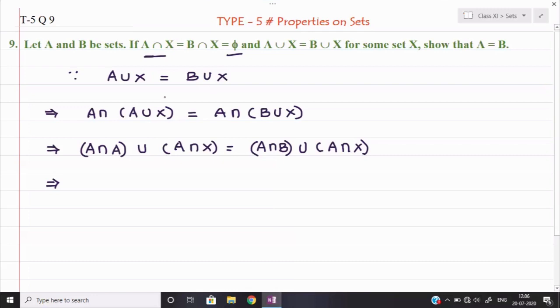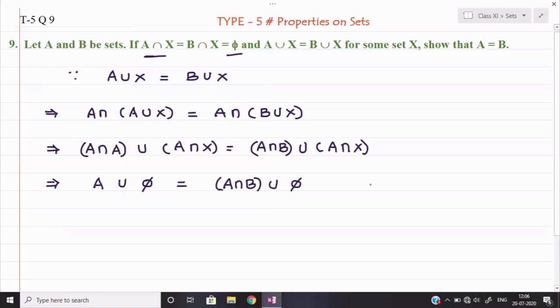So both the terms we can replace by phi, and as we have done in the previous question, A intersection A is always equal to A, because intersection with the same set will equal the set A. Union A intersection X is equal to phi. Similarly, A intersection B union, this will also remain as phi.